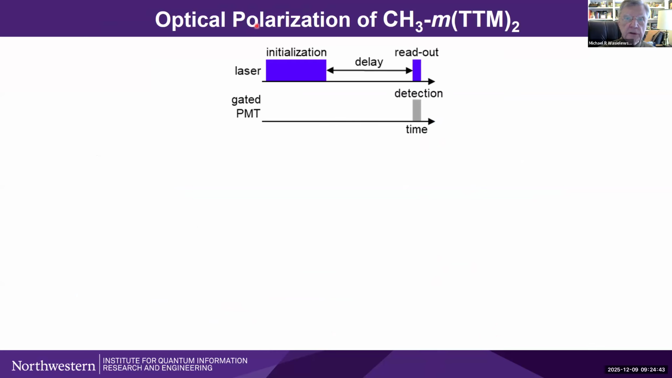Now, let's just do a purely optical experiment here where we simply optically polarize the system. Once again, we have a gated CW laser, so we can turn it on for a period of time, then wait, and then read it out with a short laser pulse. And then we use a gated PMT that looks only at the results of the readout pulse.